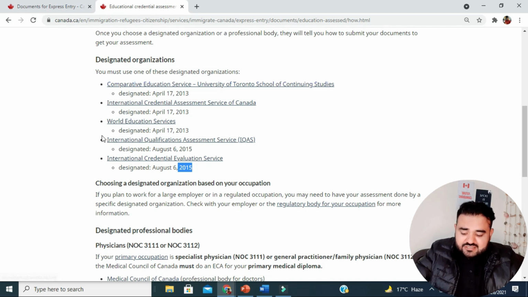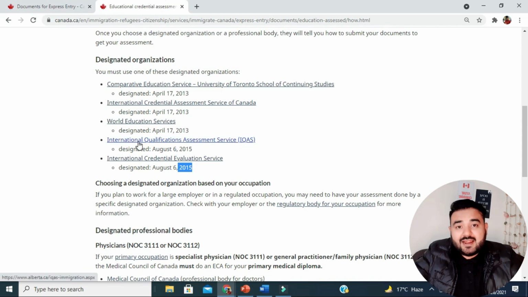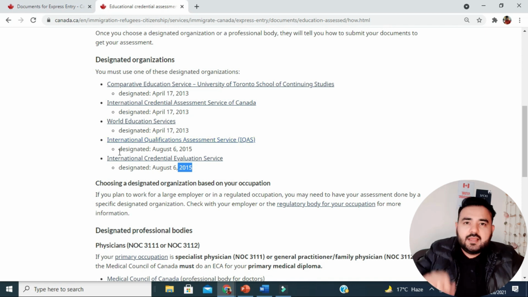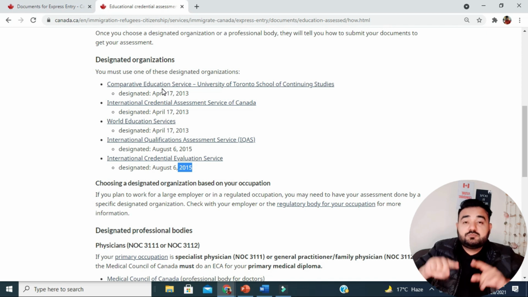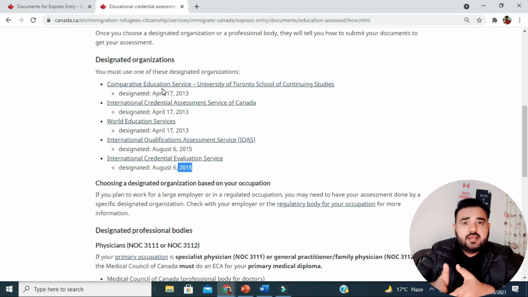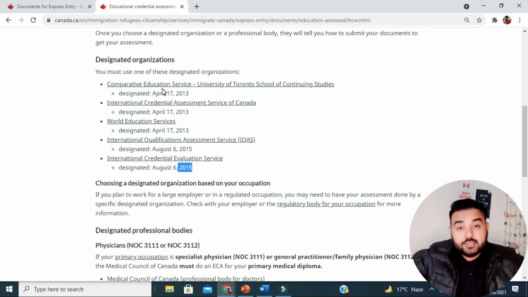Any of these 5 ECA bodies. In fact, if you had an ECA from WES, World Education Services, and you're not happy with the result, and you sent your documents again to Comparative Education Service, obviously you want a master's equivalency, right? And if WES didn't give you, then you can choose another ECA body. This is your right. And you can use multiple ECA bodies in your Express Entry profile. There is nothing wrong with it. For example, you had a bachelor's ECA from WES, you had a master's ECA from CES. So for master's, you will use the CES ECA number.